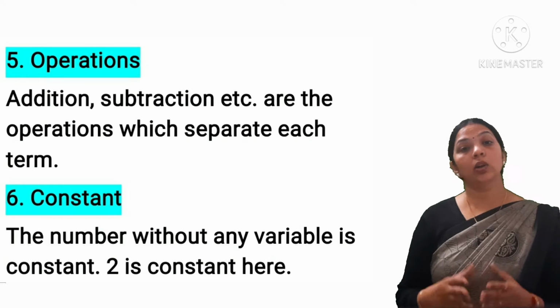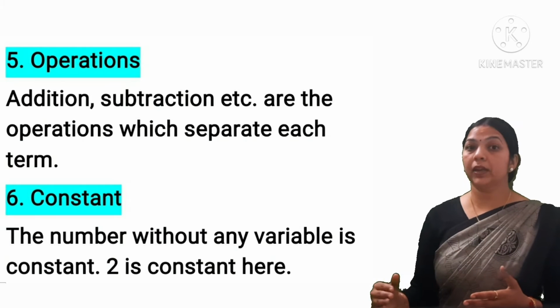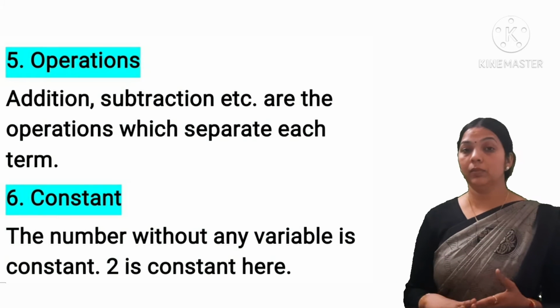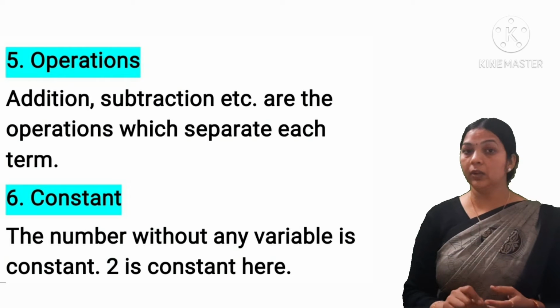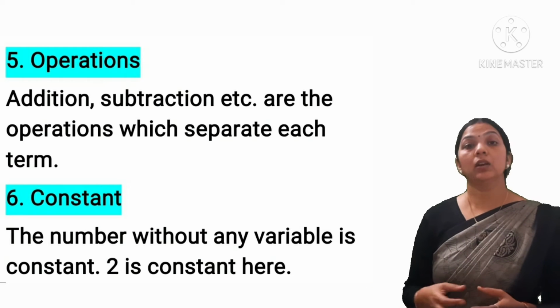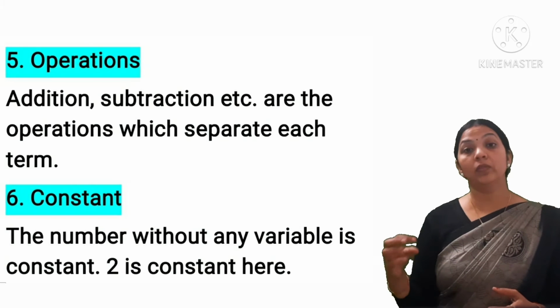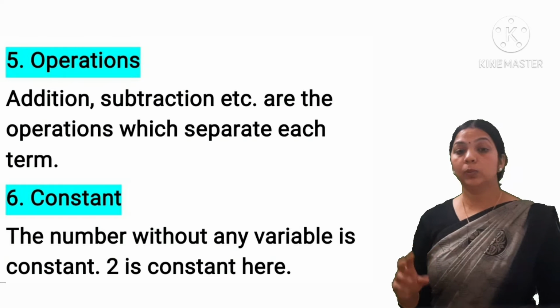Now constants are the numbers without any variables. In an algebraic expression there are two types of numbers being used: one along with the variable, the other without a variable. So the numbers which are used in an expression without a variable are the constants of that particular expression.